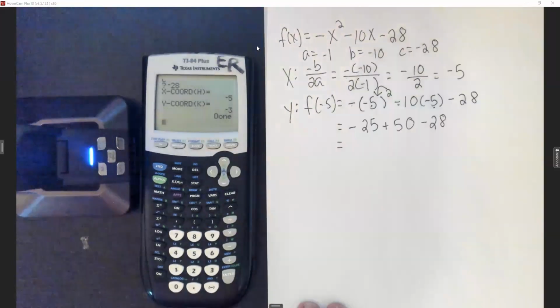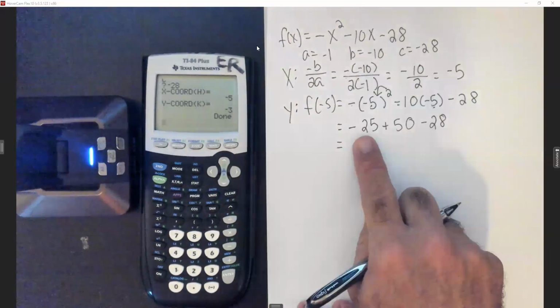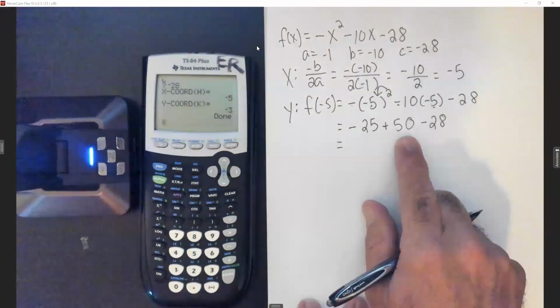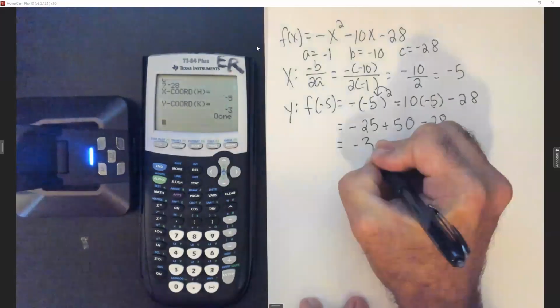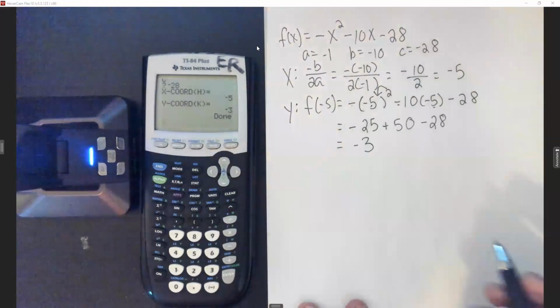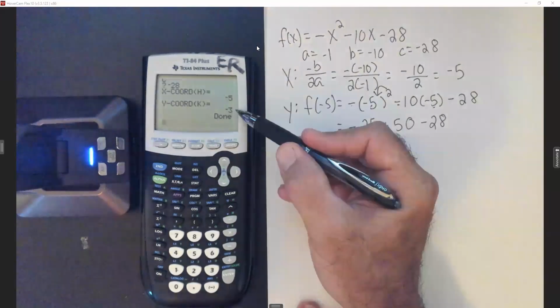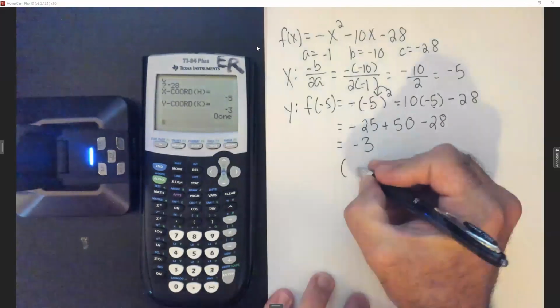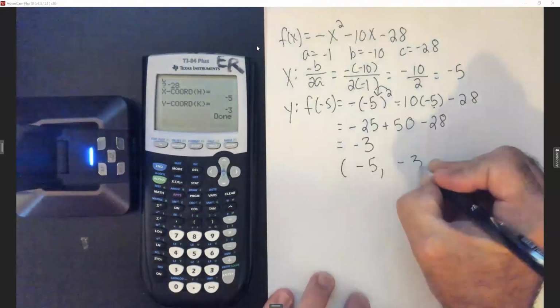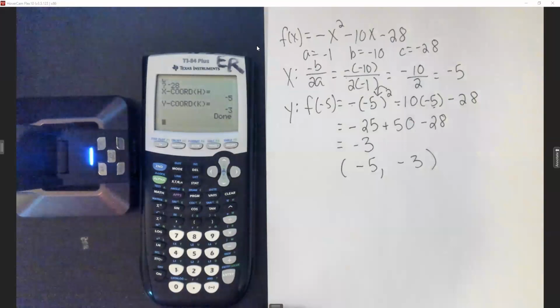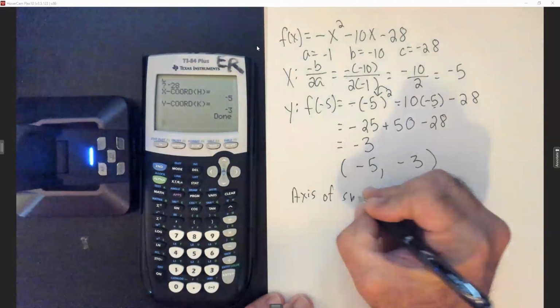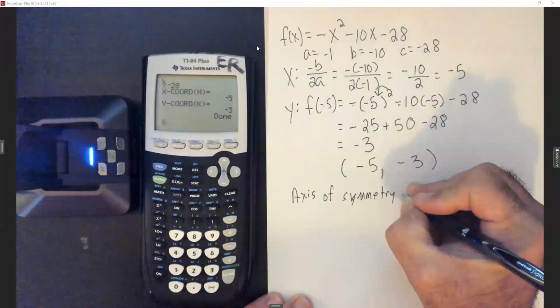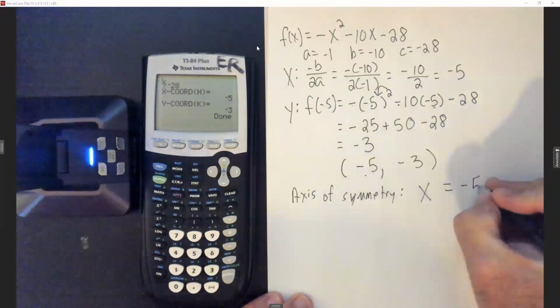All right, so let's see what I get. Negative 25 and 50 is a positive 25. 25 minus 28 is a negative 3, which is just exactly what that calculator gave us. So our vertex is negative 5, negative 3. So that means our axis of symmetry is going to be x equals the x value, which is a negative 5.